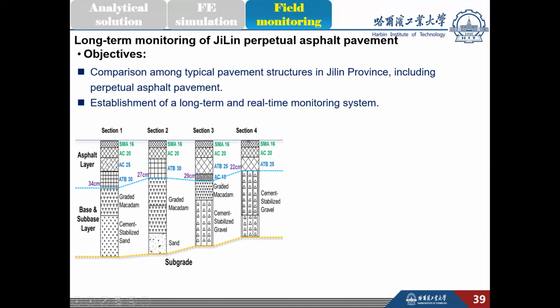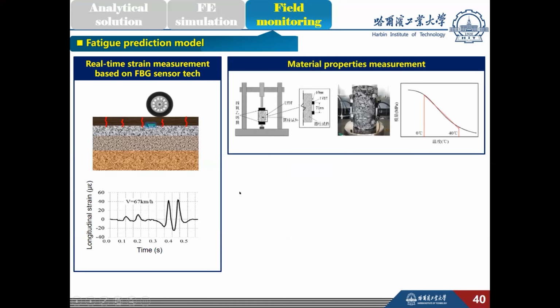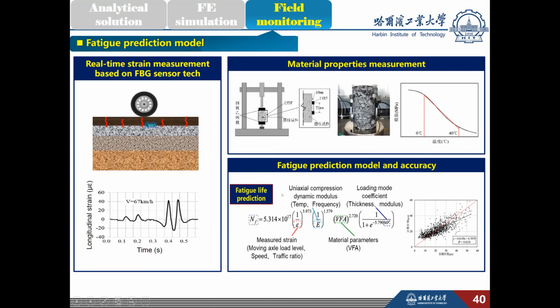The third engineering application was implemented in Jilin province. This is the full pavement structure. We want to establish a long-term and real-time monitoring system. This is the program we developed here. And in this project, we established a fatigue prediction model, which combines the dynamic modulus, the measured strain, and material parameters.